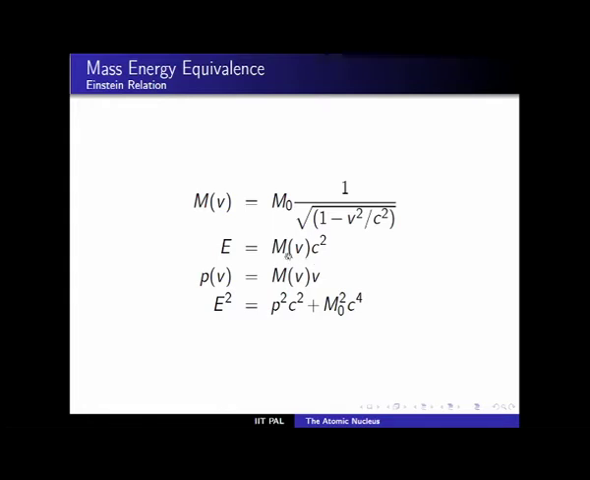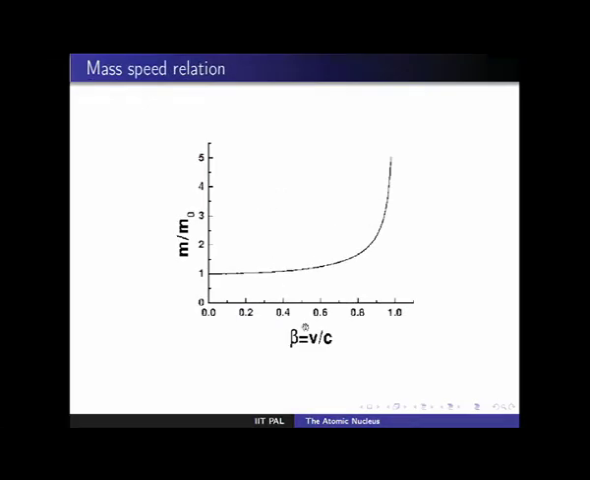Now remember, my inertia is depending on the velocity. Momentum is p of v, m of v into v, and just as you write E equal to p squared by 2m in Newtonian mechanics, in relativistic mechanics you can check that you can write E squared equal to p squared c squared plus m naught squared c to the power of 4. So, this figure is important for us, and that is the reason why I am showing you again.